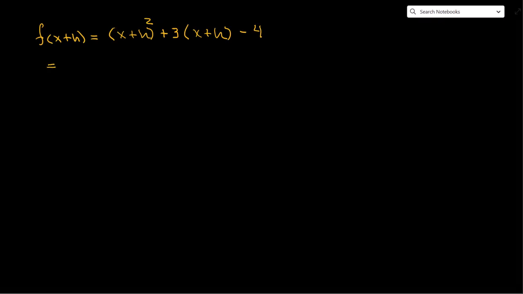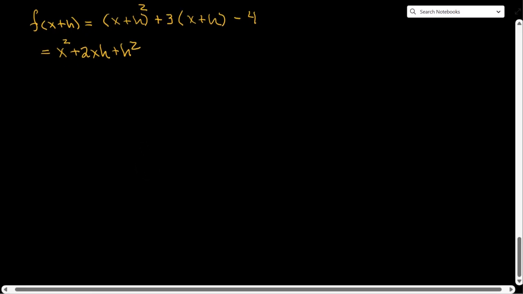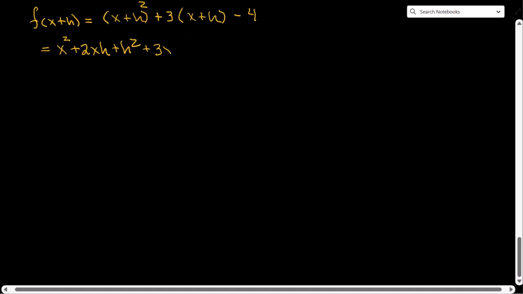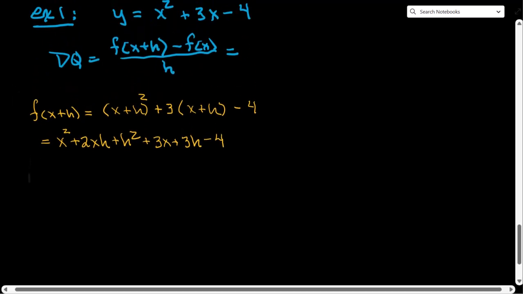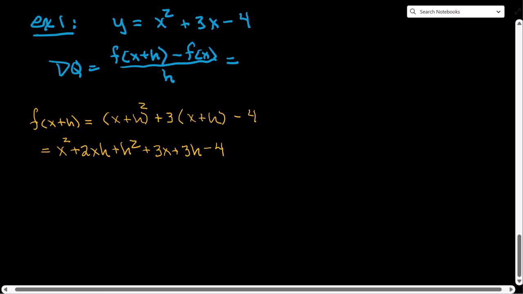First off, we've already done what x plus h, the sum squared, is. That's x squared plus 2xh plus h squared. Recall, this gives us all of that when we FOIL it out. The next thing I'm going to do is distribute the 3 times the x plus h. So that's going to give us plus 3x plus 3h, and then we have the minus 4. Okay, so this is our f of x plus h term.